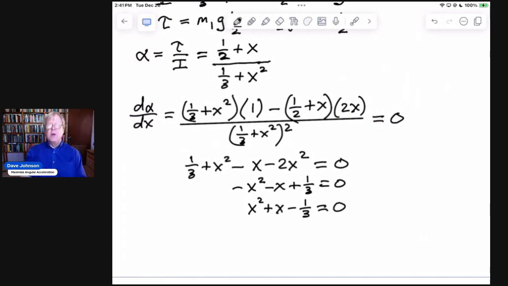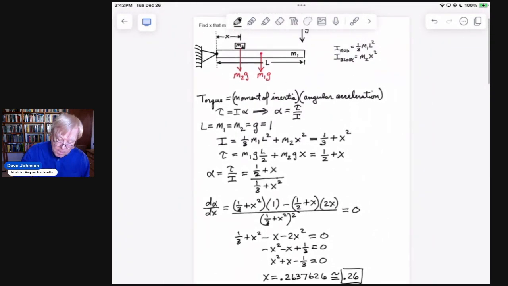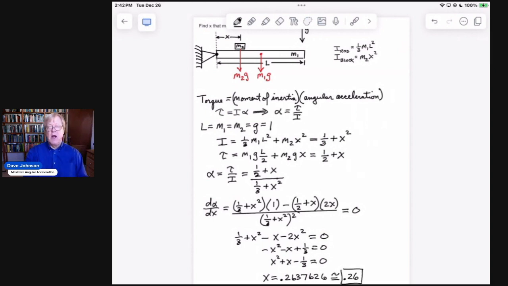Now, all of you can solve this quadratic equation. This cannot be factored, so use the quadratic formula. And when you do that, and I'm just going to look at my answer here, x is equal to 0.2637626, and my physics teacher friends will be upset that I use too many decimal places. So let's maybe round this to, say, 0.26. And so that's 0.26, which is about a quarter of the way down this rod, because remember L is 1.